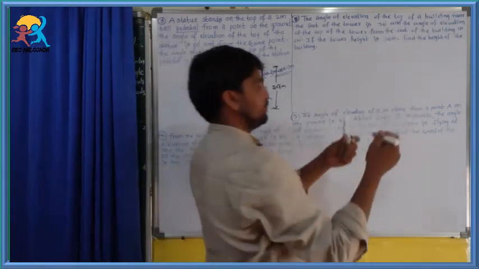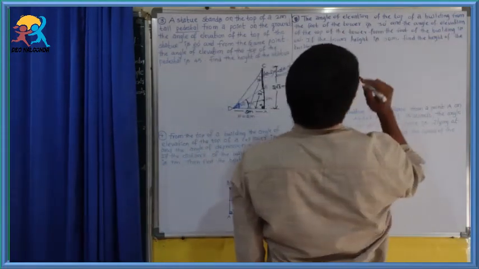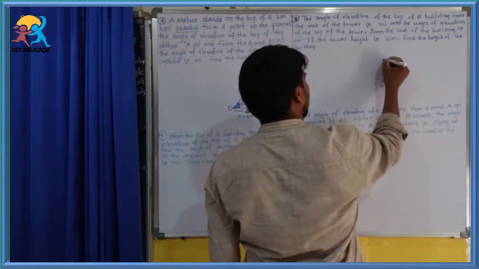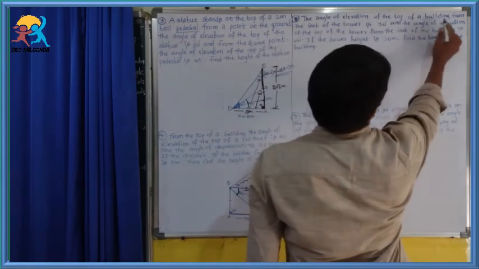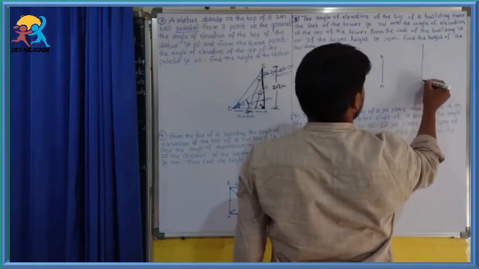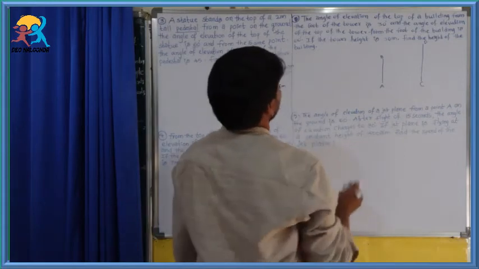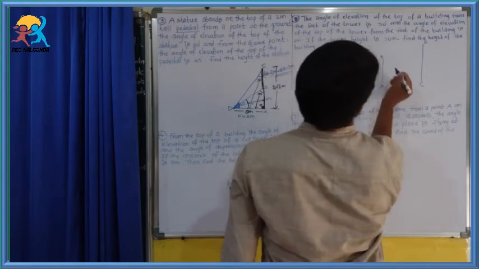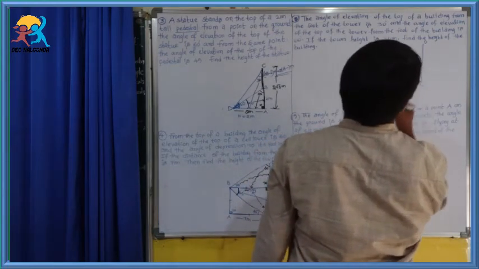Now, question number 6. The angle of elevation of the top of a building. Let us consider AB is the building. The angle of elevation of the top of a building from the foot of the tower. Another one, CD, is the tower. Let us consider CD is the tower. The angle of elevation of the top of the building from the foot of the tower, and from the top of the tower, is 30 degrees.